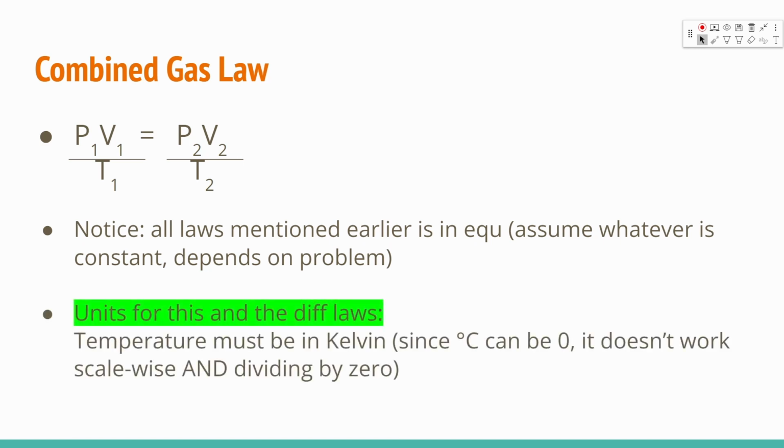So units for this combined gas law equation. The combined gas law equation is not on your constant equation sheet, so make sure that you know this equation. But for this particular equation, you cannot use degrees Celsius ever. This makes sense because on the bottom, you have temperature. If your degrees Celsius ends up measuring to 0, well, I can't divide by 0. So you want to make sure that you convert to Kelvin because scale-wise that makes sense. So make sure just to have your temperature be in Kelvin.